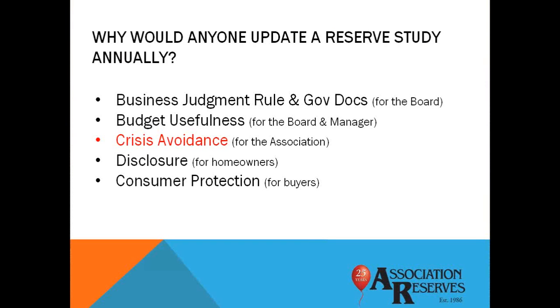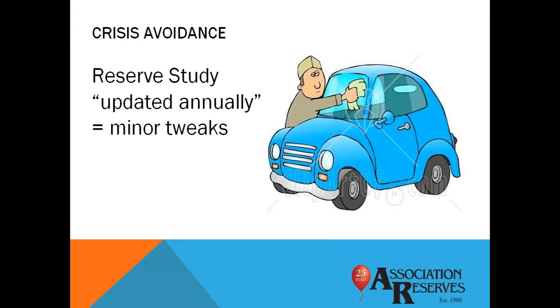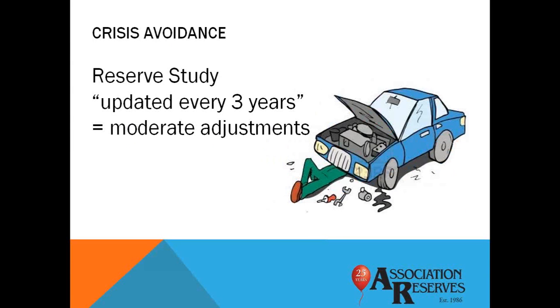And here's a very practical reason that affects reserve specialists like us on a regular basis. It's crisis avoidance. When we update the reserve study annually, it's typically a very simple process involving mostly minor revisions and tweaks. And we compare that to a situation where an association fails to update their reserve study for, let's say, 3 years. As you learned in the first half of this webinar, it didn't take much for the strength of the reserve fund to start heading in the wrong direction, and for an expired reserve study to give very misleading information to its readers.